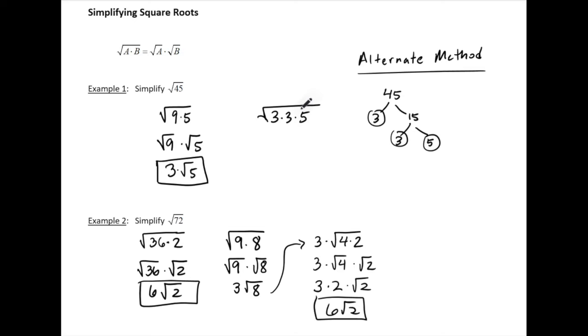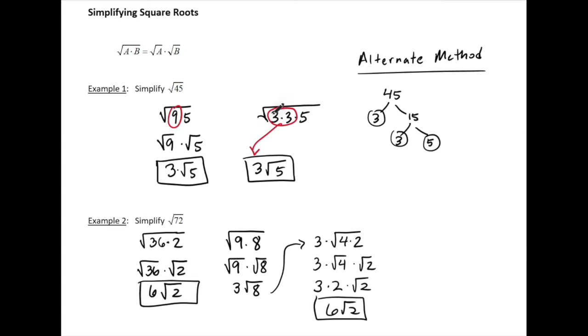And now when we look for perfect square factors, we'll be looking for a pair of common factors. 3 times 3 is the perfect square 9. And we know that the square root of 9 is equal to 3. So when this perfect square comes out of the square root, the pair of 3's will become a single 3.